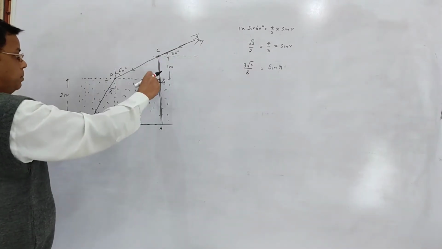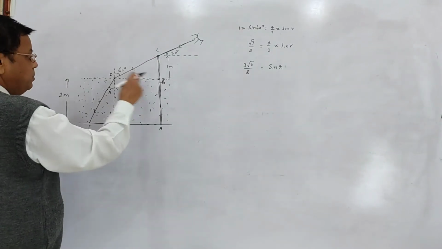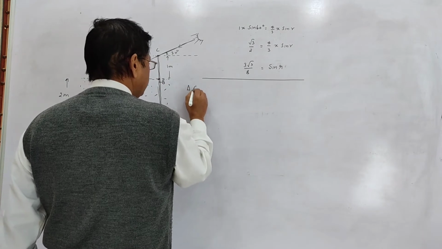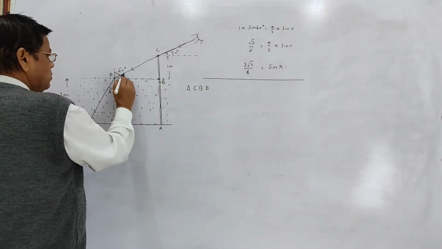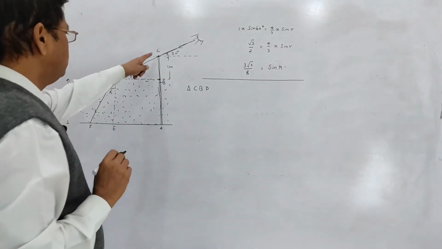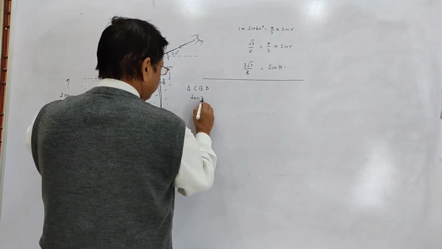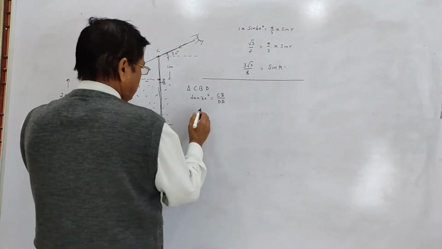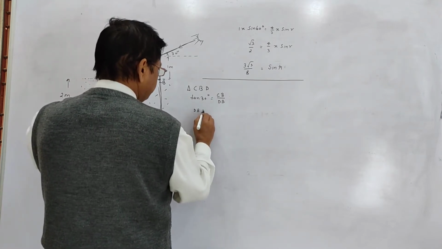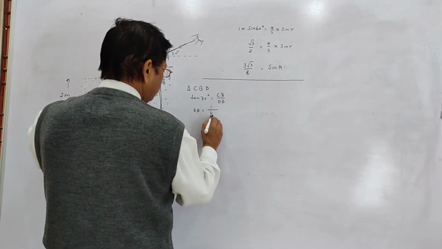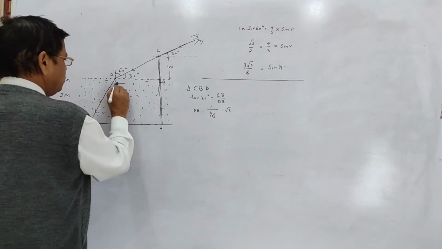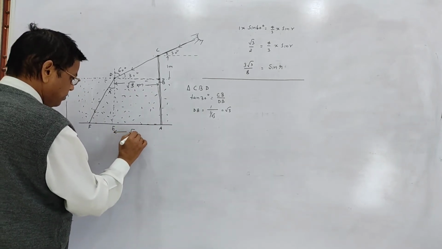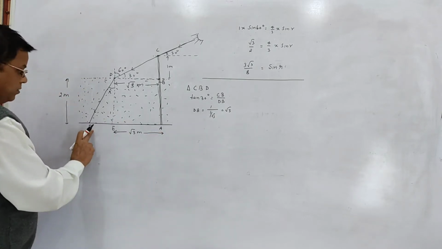So from triangle CBD, this angle is 30 degrees. If I use tan 30, it is CB upon DB, and CB is 1, so DB is 1 upon tan 30, that is 1 upon √3, so it is √3. So this distance is √3 meter. So this distance is also √3 meter. Now this distance we have to find.